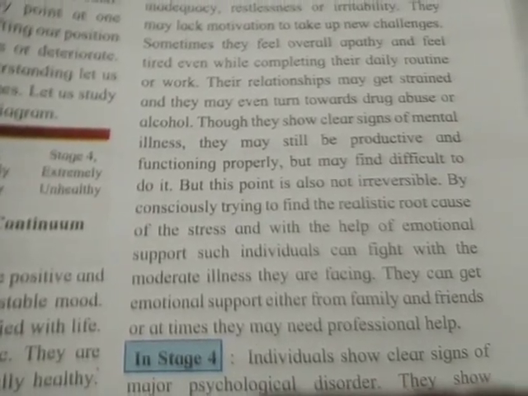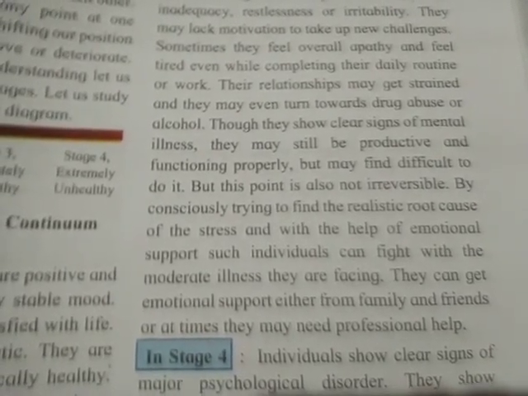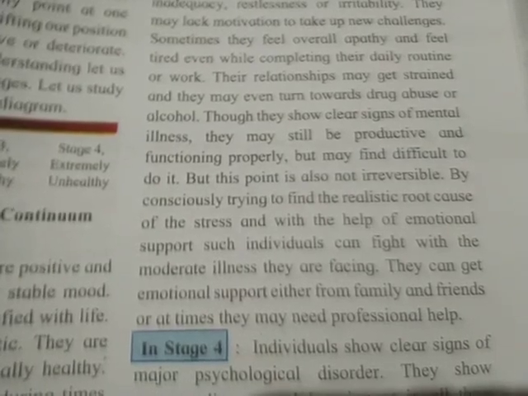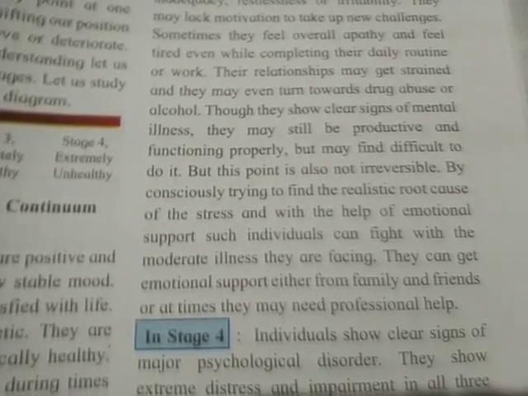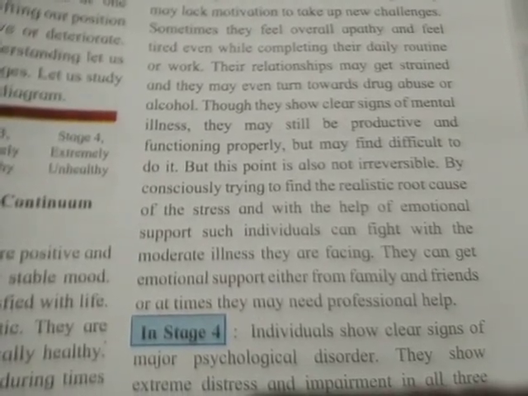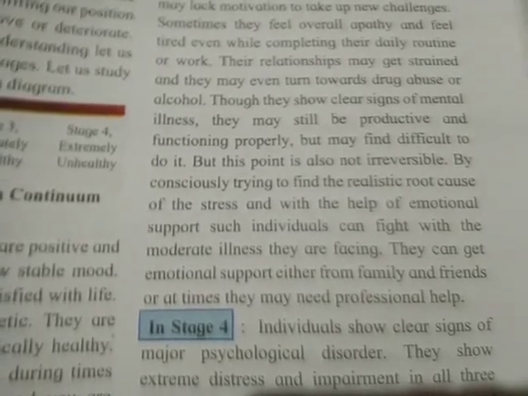Their relationships may get strained and they may even turn towards drug abuse or alcohol. Though they show clear signs of mental illness, they may still be productive and functioning properly, but may find it difficult to do so. But this point is also not irreversible.